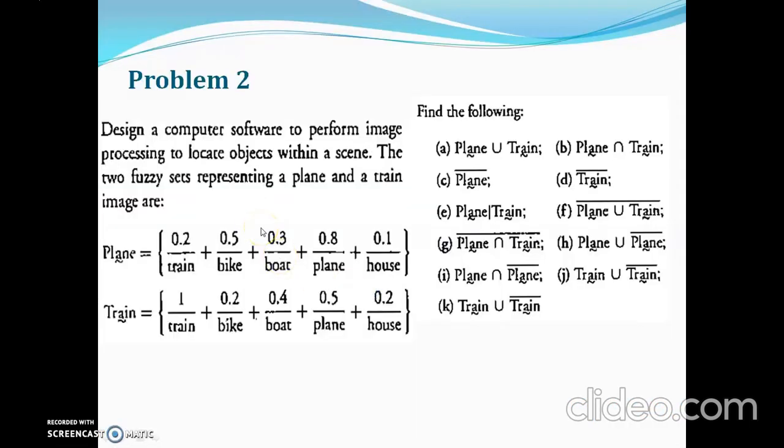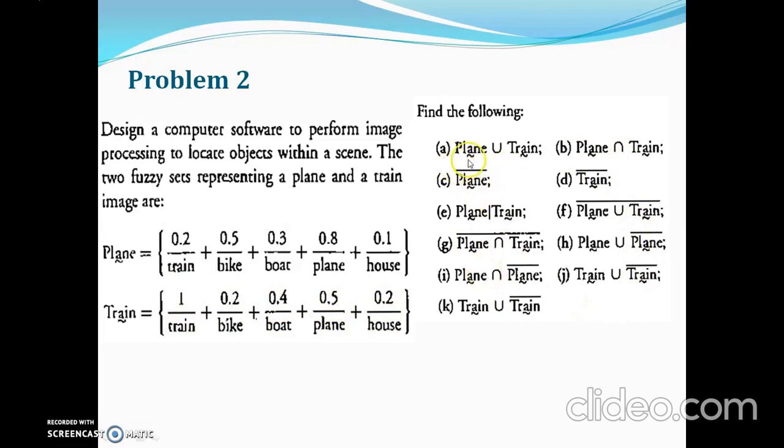So this is a problem we are going to see for the fuzzy set. This one is a fuzzy set which has the membership value of 0.2 for train, 0.5 for bike, 0.3 for boat, 0.8 for plane and 0.1 for house. And we have another fuzzy set: 1 for train, 0.2 for bike, 0.4 for boat, 0.5 for plane and 0.2 for house. So we are going to find out all these operations.